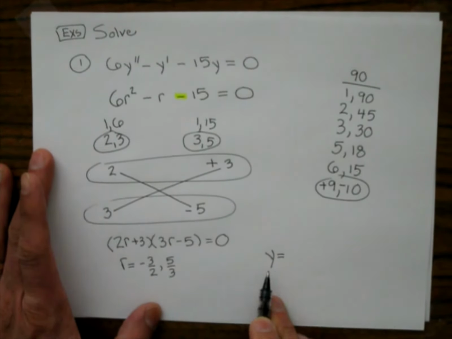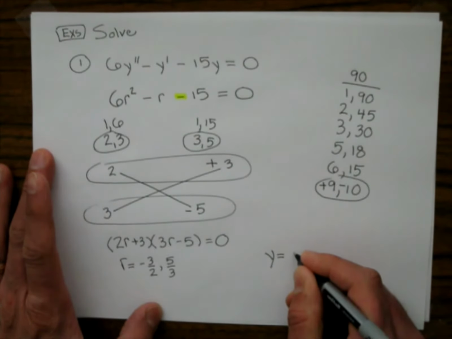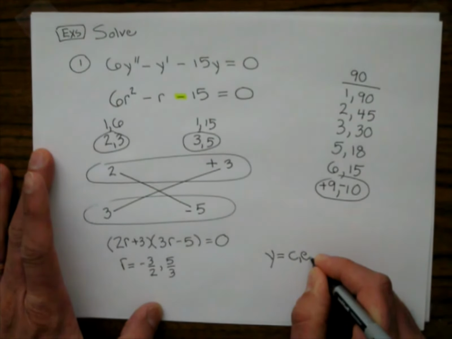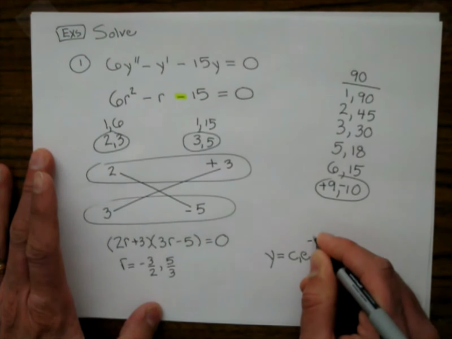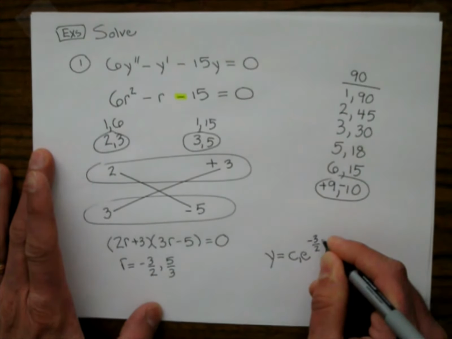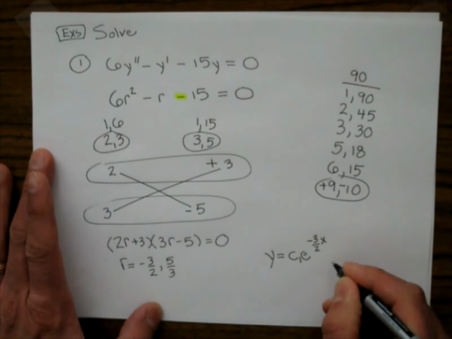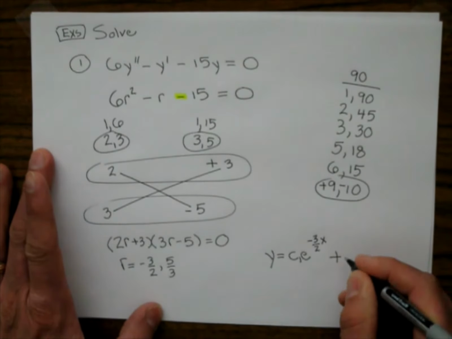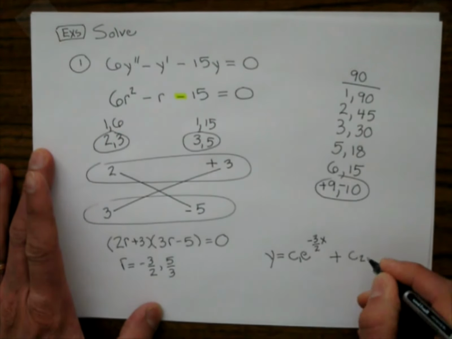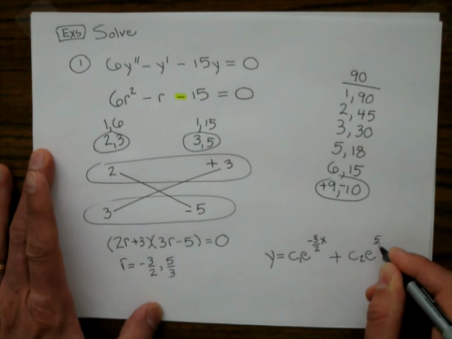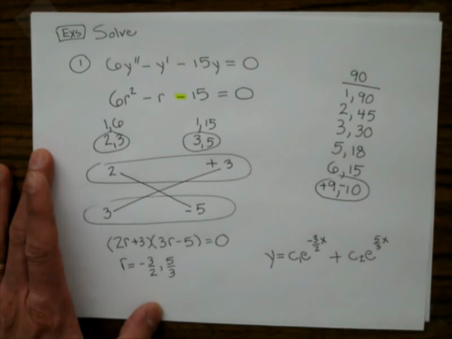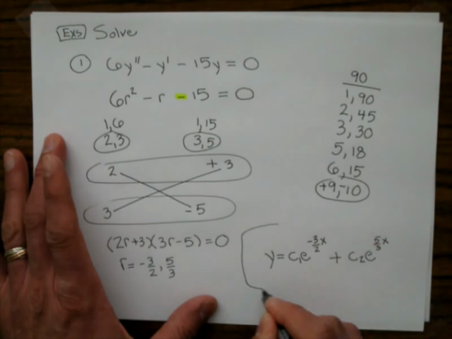We say y equals c1 e raised to the -3/2 x, plus c2 e raised to the 5/3 x. And that's our answer.